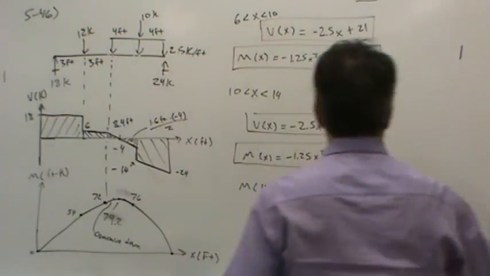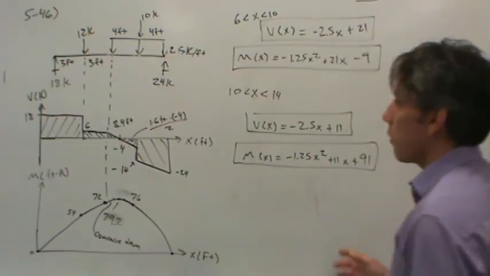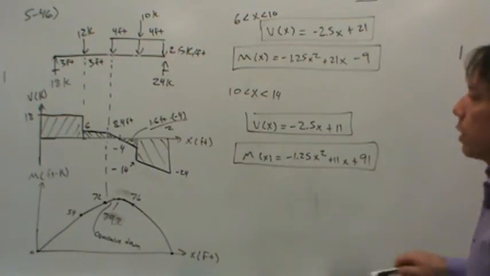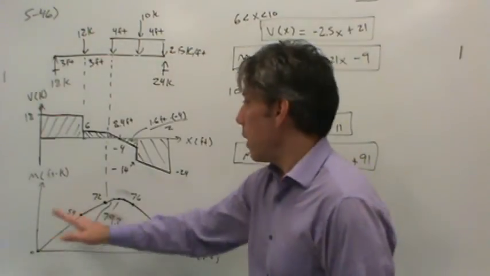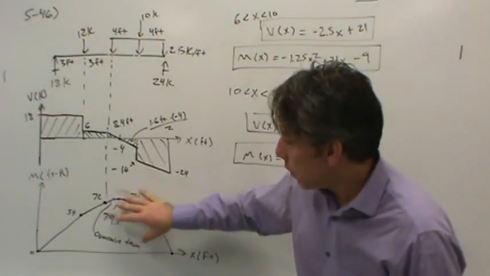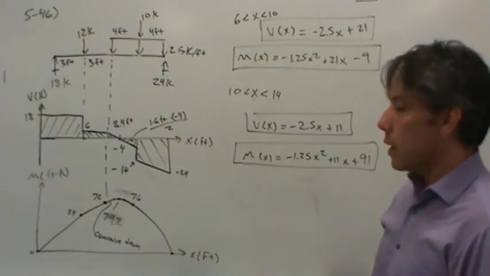All right, so what have we done? Well, we've solved the problem. We know the magnitude of the moment and the shear at any point in the beam. We've got equations to represent the different parts, and that's the end of the problem.